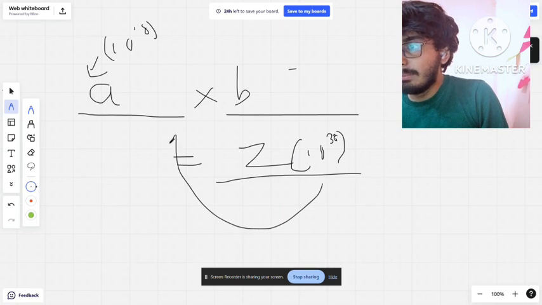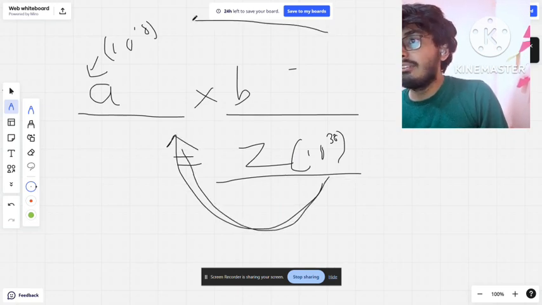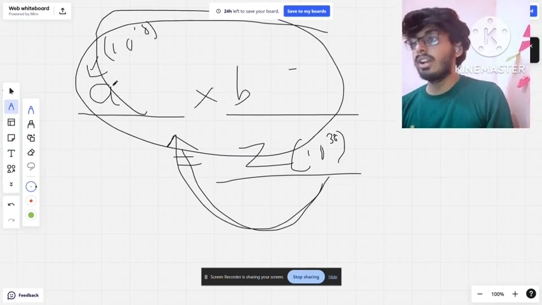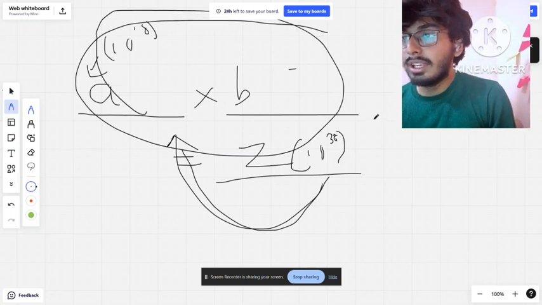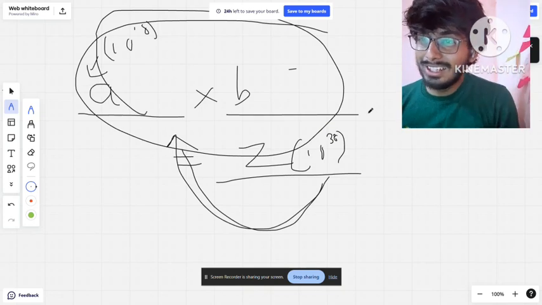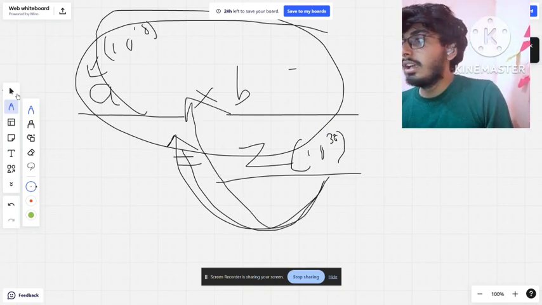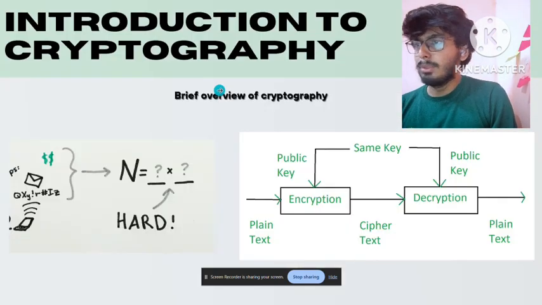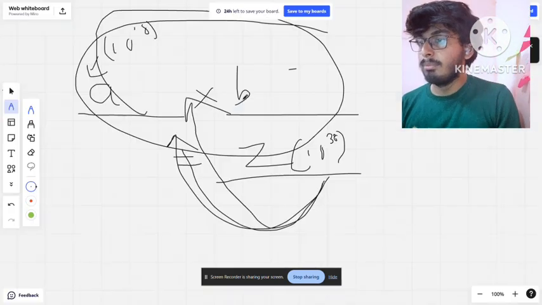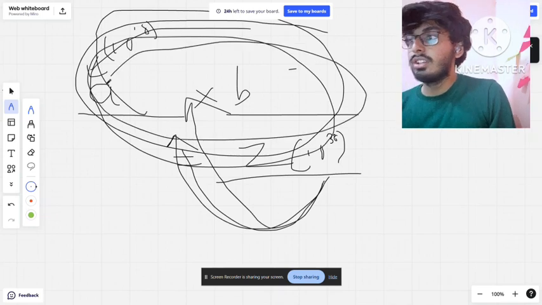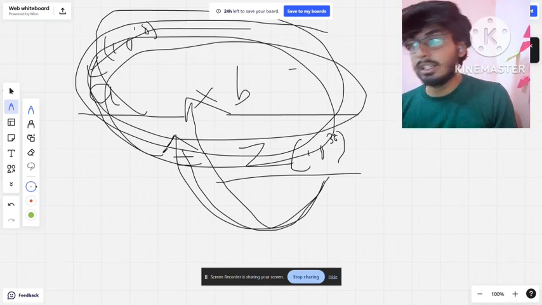To decrypt it and find the factors of Z, we have to get A and B, which is a very complex task for a classical computer. It would take many years for a classical computer to find these factors. So this is the problem with classical computers: they can't decrypt the message so easily. That's why we use this classical cryptography.